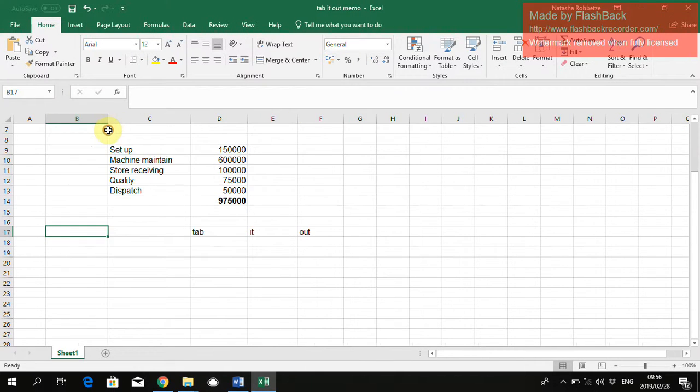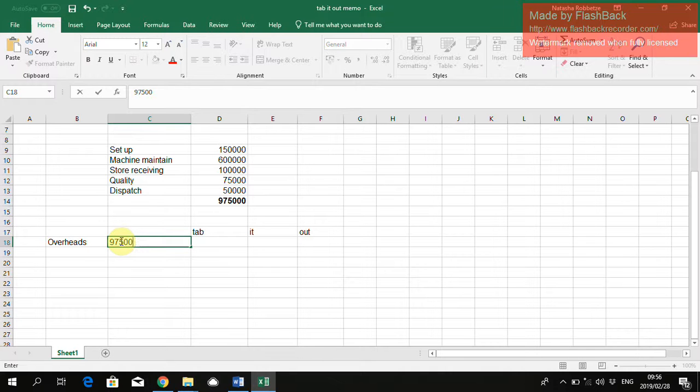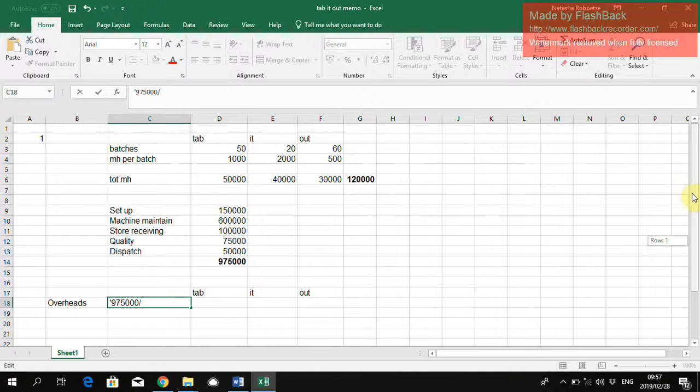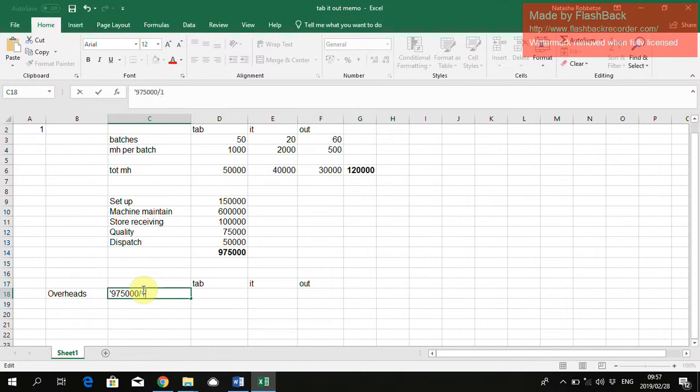Right. So I will have overheads here in totality because we don't work with separate overheads when we do traditional costing, and the overheads were 975,000. I'm going to divide that by the total of the 120,000 machine hours, and then I need to go in times based on the product that I'm calculating. So for tab, I'm going to times by 50,000.